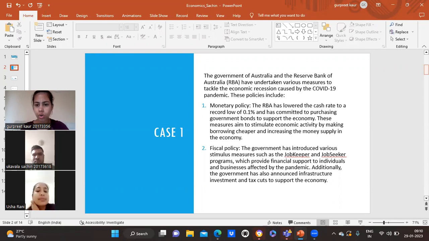The RBA has lowered the cash rate to a record low of 0.1% and has committed to purchasing government bonds to support the economy. These measures aim to stimulate economic activity by making borrowing cheaper and increasing the money supply in the economy. Second one is fiscal policy. The government has introduced various stimulus measures such as the JobKeeper and JobSeeker programs, which provide financial support to individuals and businesses affected by the pandemic. Additionally, the government has also announced infrastructure investment and tax cuts to support the economy.